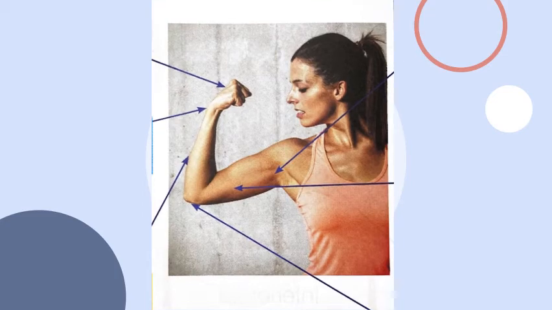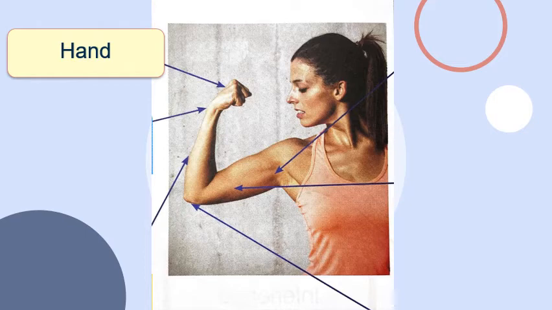Let's talk about components of the arms. Arms. Now stretch your arms. High up. Great job. So this is called the hand. Hand. We have two hands, right? Yes. Next we have wrist. Wrist.